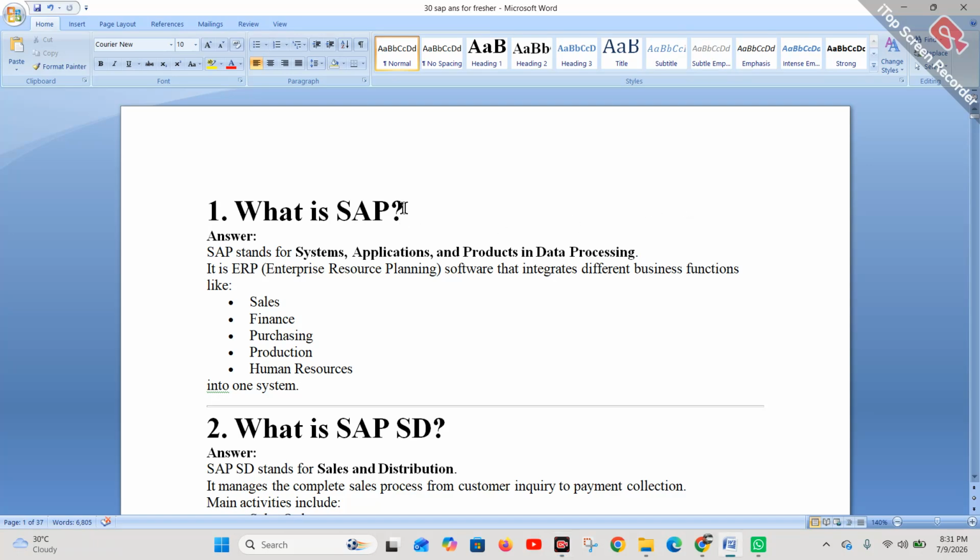So the first common question which arises is, what is SAP? SAP stands for System Application Products in Data Processing. It is an ERP software, that is enterprise resource planning, that integrates different business functions like sales, finance, purchasing, production, warehouse and human resources. Because of this, all departments work on the same database, and the information is shared in real time in one system.